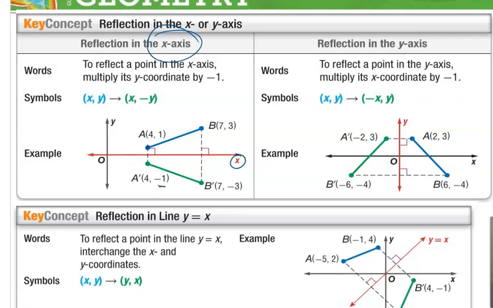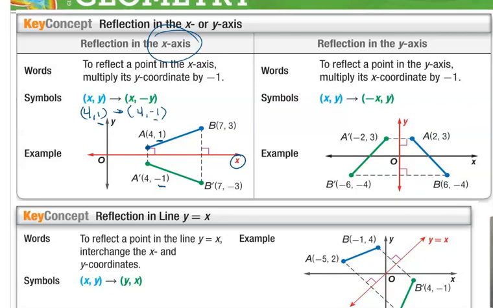And what's different between these 2 points? It's the -1. It started out as a 1 and now it's a -1. So our 4, 1 changed to 4, -1. Notice the only thing that's different is that the original y value is now negative.